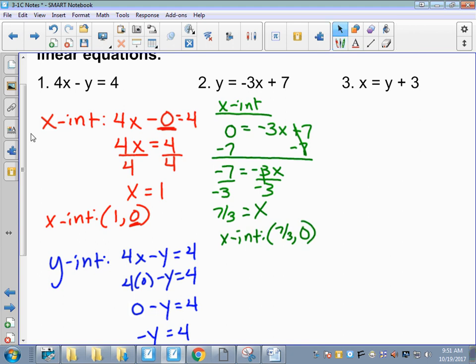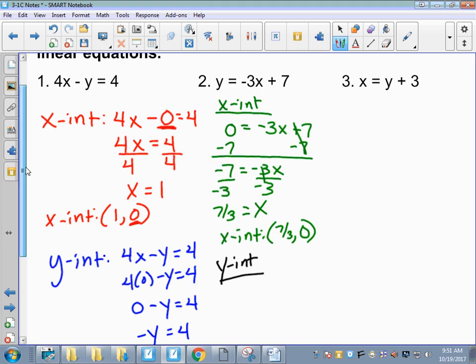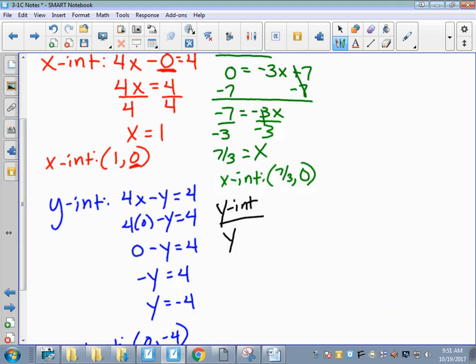For my y-intercept, just to label my work, I'm going to plug 0 in for x. So when you're trying to find your y-intercept, y has to be part of your equation. If you're trying to find your x-intercept, there better be an x inside your equation. So y equals 7, because 3 times 0 is 0, so we have y is equal to 7. So my y-intercept is the ordered pair 0, 7.